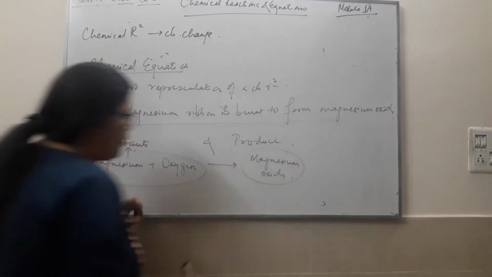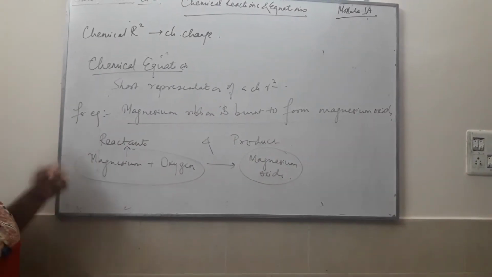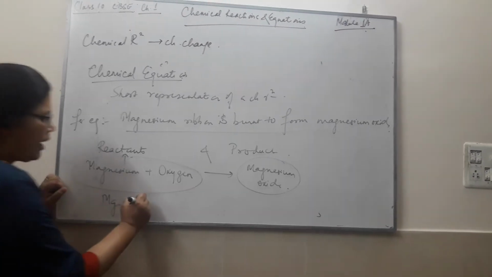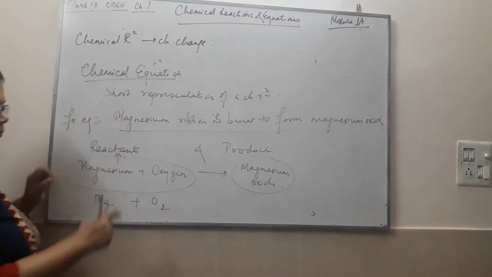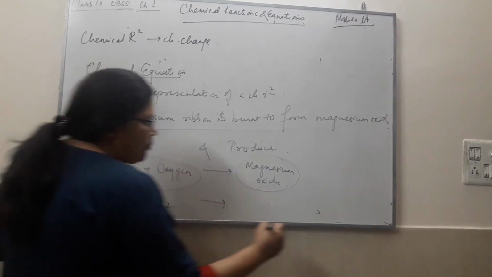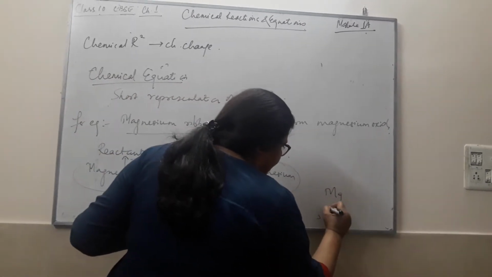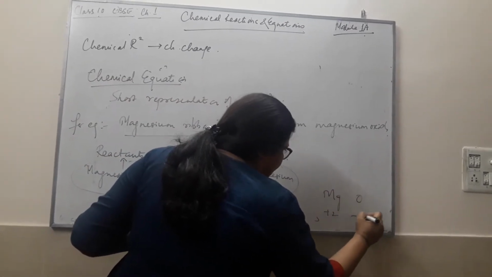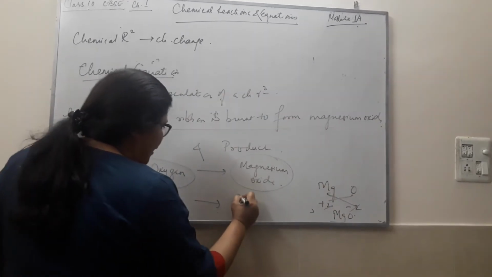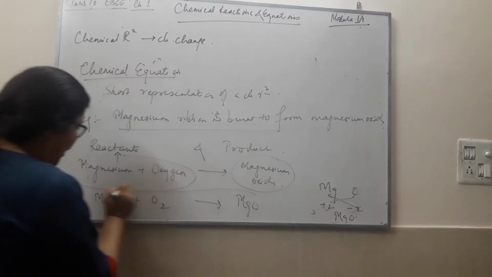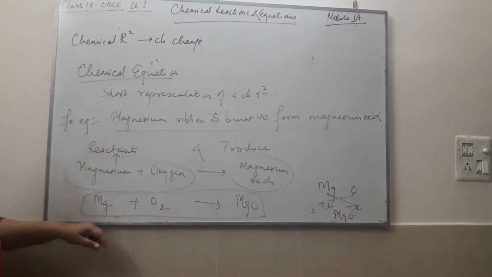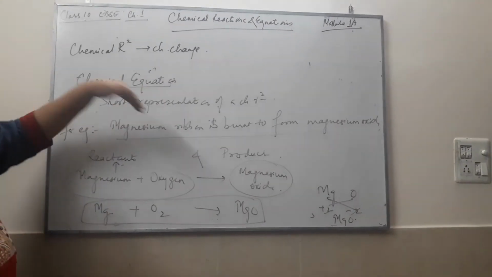But how do we write an equation? Magnesium is written as Mg and oxygen as O2, because it is a gas. I will deal with this later on, and it forms magnesium oxide. For the formula of magnesium oxide, Mg plus 2 and oxygen minus 2 get cancelled and it forms MgO. So I have written a short, symbolic representation of a chemical change.